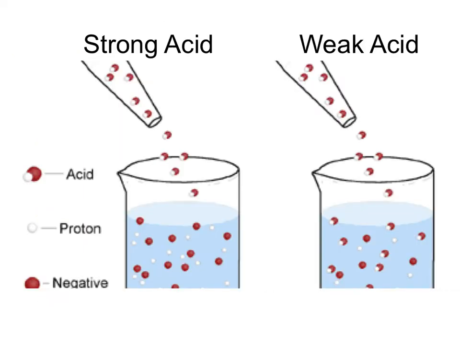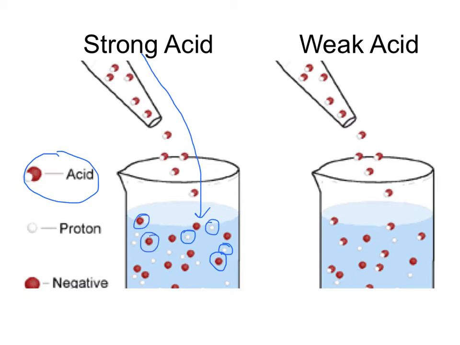If you take a look at this diagram, you'll notice that the acid molecule looks like this. And as it's being dispensed into the water, you can see that all the ions are separating from each other. And so you have the hydrogen and the anion component of the acid all apart from each other. So you see 100% dissociation here.